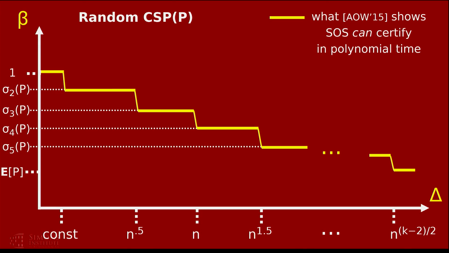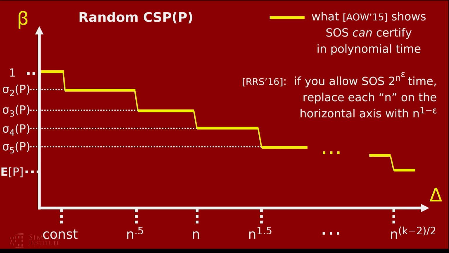I'm just cleaning up the picture here. Actually, one year later, some people local here, Raghavendra, Rao and Steurer, showed a stronger statement. If you know about SOS, there's a parameter to it, and you can make a version of it that doesn't run in polynomial time. It runs in some larger amount of time, but has the potential to be more powerful. That's the power versus running time trade-off. They showed that if you do the version of SOS that takes 2 to the n to the epsilon time for any epsilon, then it gets better.